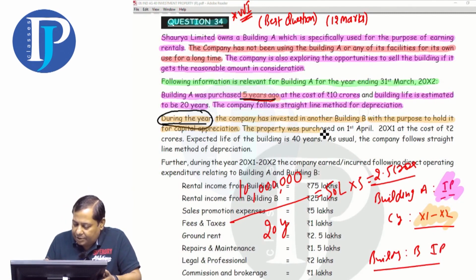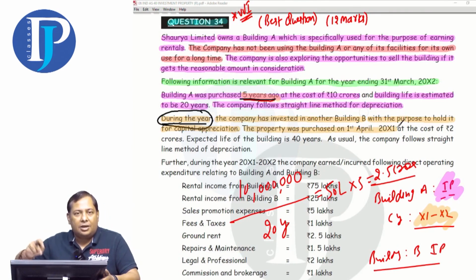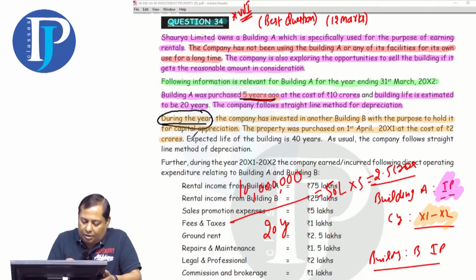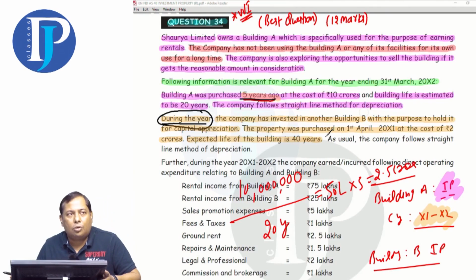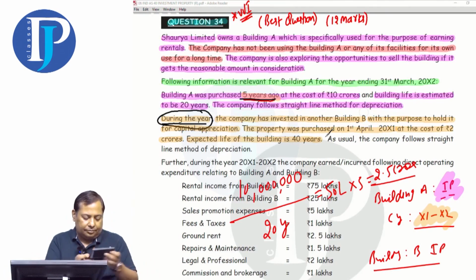Next, the property was purchased on 1st April X1. This is also purchased at the beginning of the current year. If it is purchased at the beginning of the current year, depreciation will be applied for the entire year. What is its price? 2 crore. And what is its lifespan? It is 40 years. Let's divide 2 crore by 40.